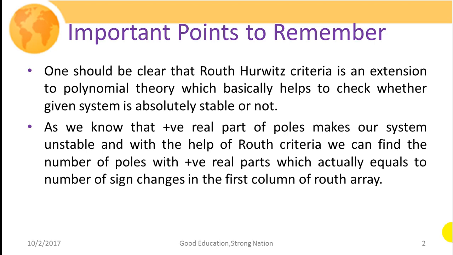With the help of Routh criteria, we could only specify whether a given system will be absolutely stable or unstable. We already know that a positive real part of poles makes our system unstable. Basically, if any system possesses poles with positive real parts, then the response of that system will become unbounded, which makes our system unstable. So with the help of Routh criteria, we can find the number of poles which possess positive real parts, which actually equals the number of sign changes in the first column of the Routh array. We have already studied that.